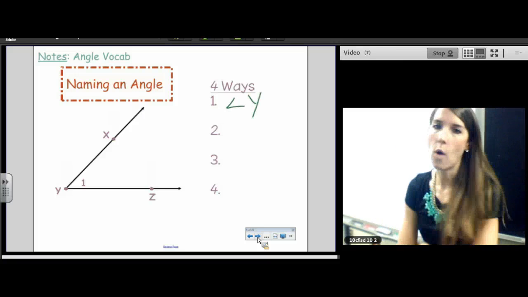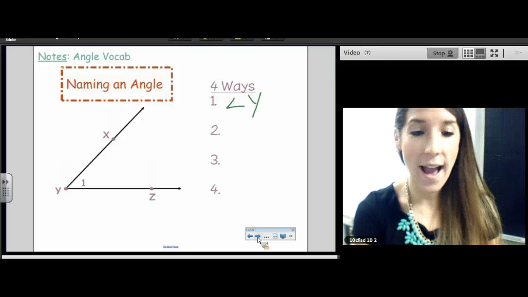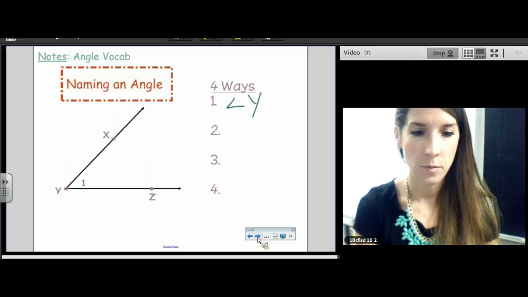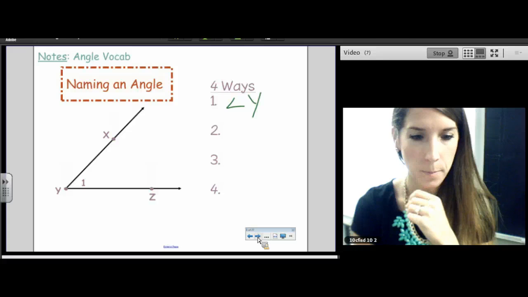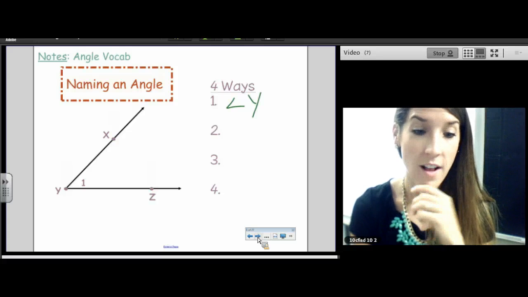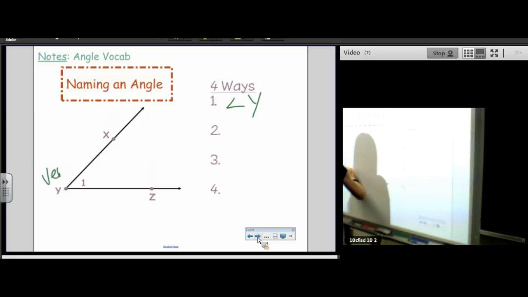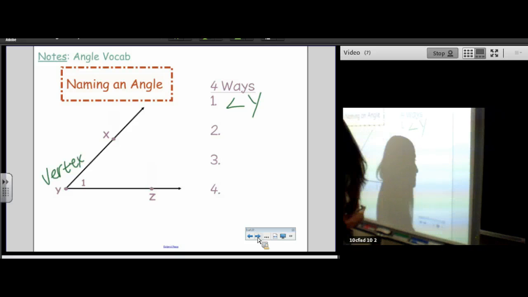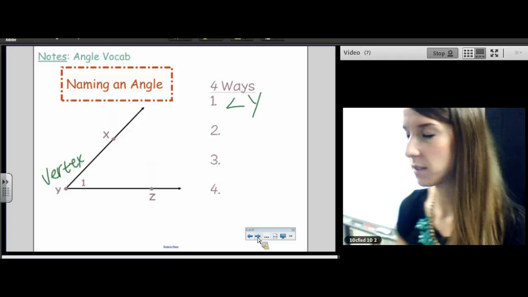I can name it angle Y. Oh, good. You're putting them in the chat. Okay. Why would I choose angle Y? Why would I not call it angle X? What is Y called? It's a part of the angle. The vertex. Very good. So you can name an angle using its vertex. Sometimes you can name an angle using its vertex. We'll talk about when you can.